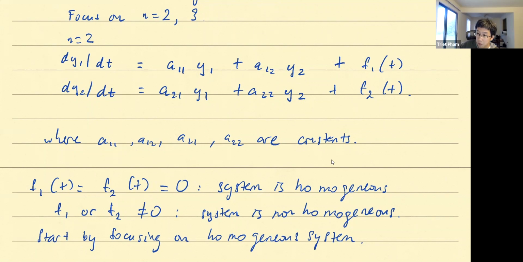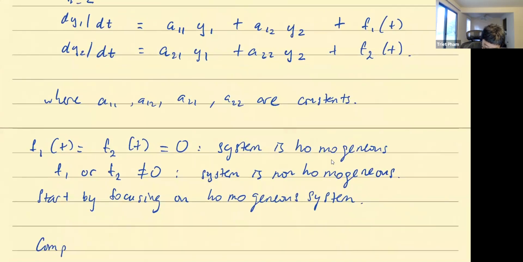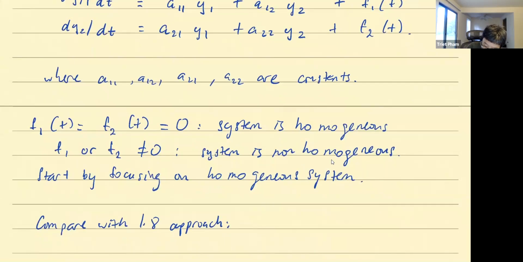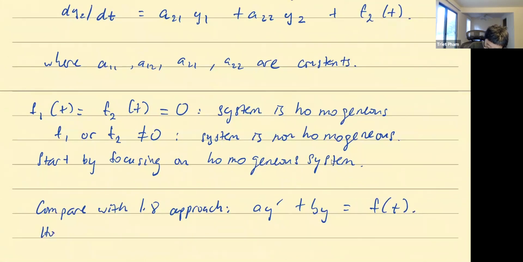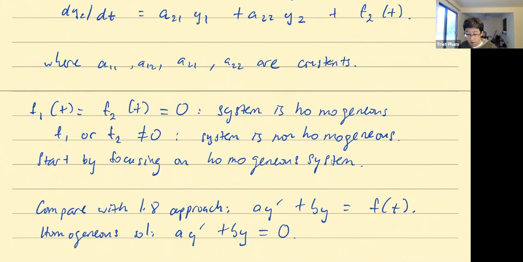And by the way, you should observe that the scheme of treating the system is very much the same as how we look at 1.8, right? You have something like ay prime plus by equal to a function of t. First, you look at the homogeneous solution, where you look at ay prime plus by equal to 0. And then you look at a particular solution, so on and so forth.